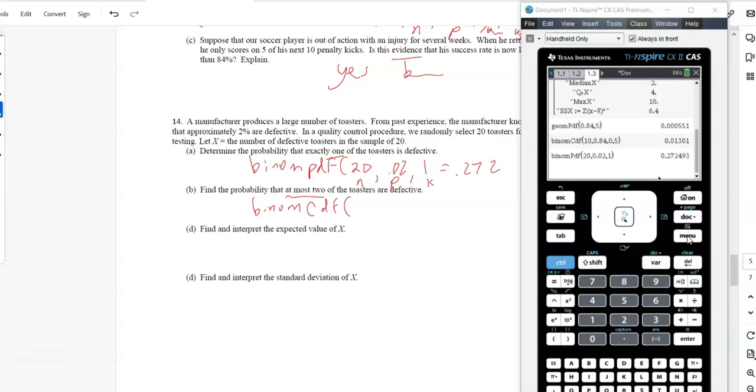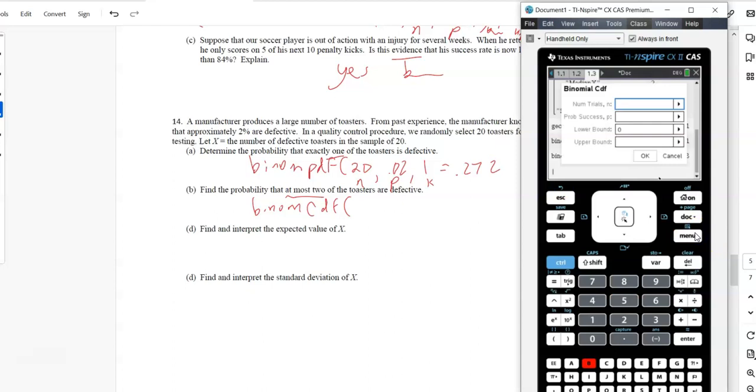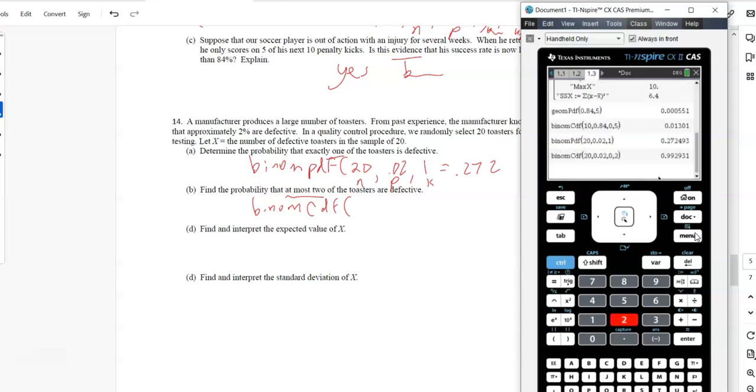Hopefully you're getting the hang of that. So we're going to go to that. So menu 55B is CDF, I believe. The number of trials is 20. Probability of success is 0.02. We want at most 2, so 0 to 2, that includes 2. So it should be 0.9929. And again, you're going to put down the numbers 20, 0.02, and 0 and 2. So this is N, P, lower, upper.